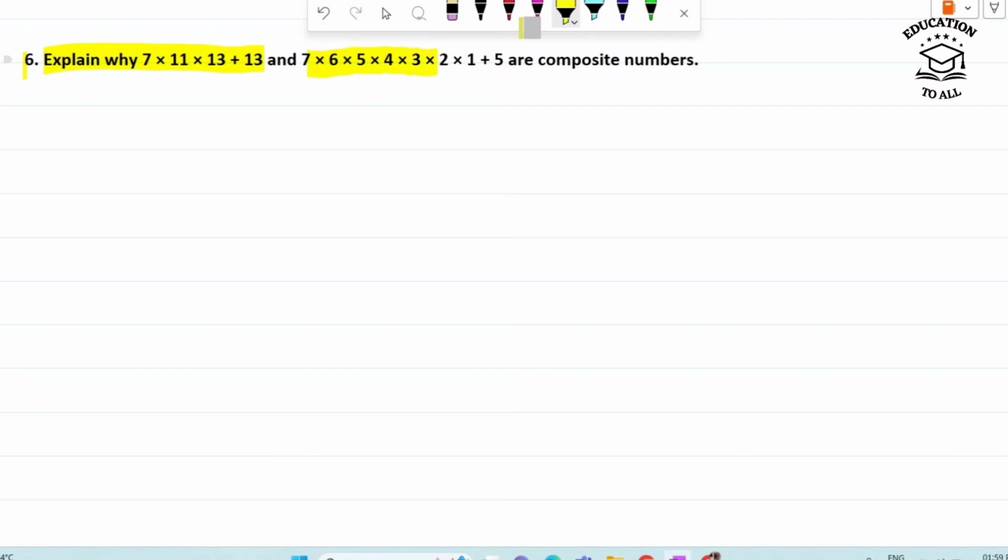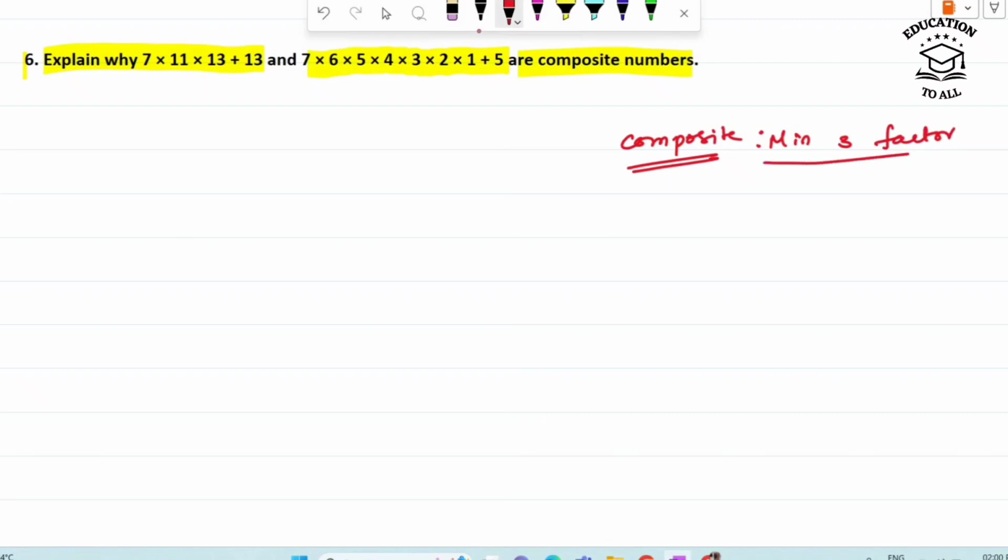4 into 3 into 2 into 1 plus 5 are composite numbers. Before going to this explanation, you should be aware what is meant by composite number. I'll write the definition, you please observe. Composite: any number having minimum 3 factors. If any number has minimum 3 factors, it is a composite number.